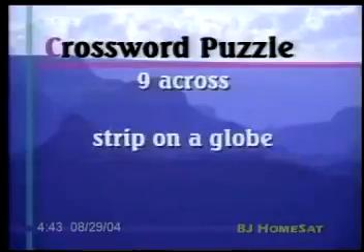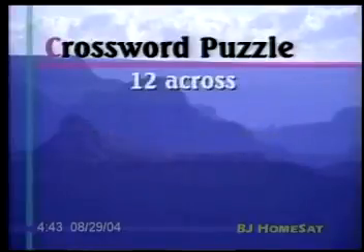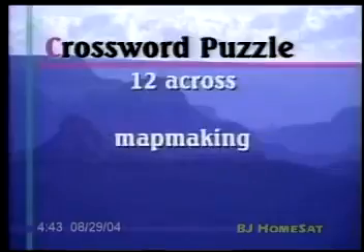Nine across, strip on a globe. Remember, there are several strips put together to make a globe. What are those called? 12 across, map making. Nice long word for a simple task.